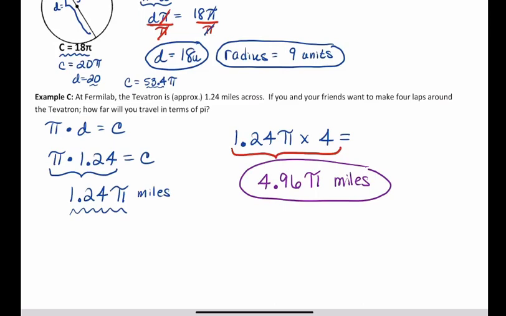Now, if you really want to figure out an exact or pretty close estimate as to what it is, go ahead and multiply that by pi, by 3.14. But I'm only asking you guys to keep your answer in terms of pi. So we don't really have to do that. We don't actually have to figure out exactly what it is. So this is good enough for our purposes, 4.96 pi miles.